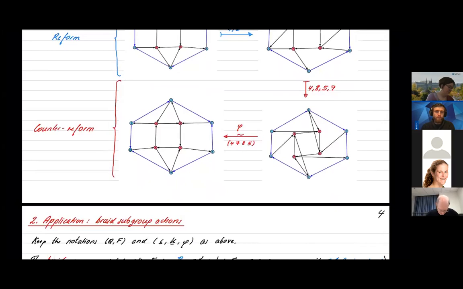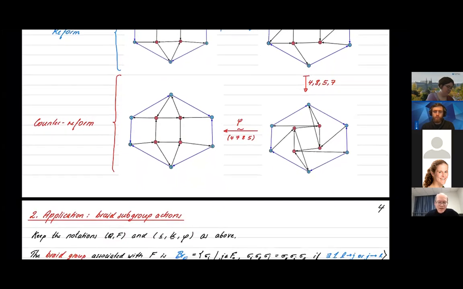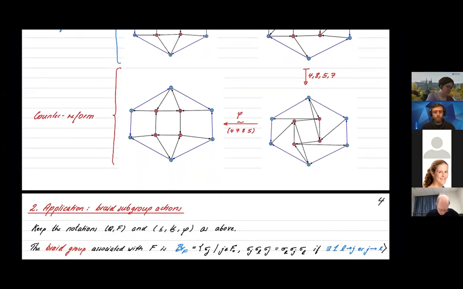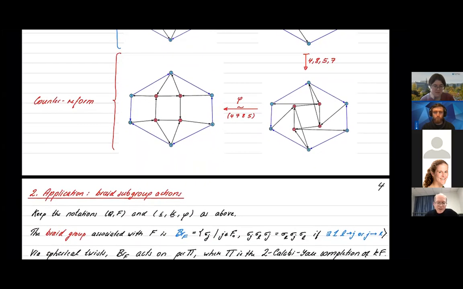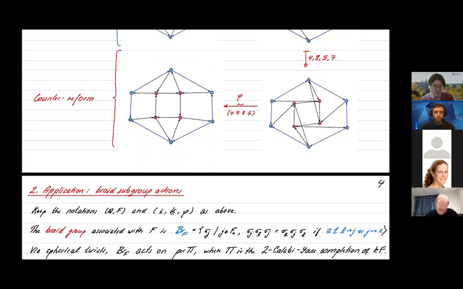So, well, we keep our ice quiver and we keep the outcome of the blue versus red game. And now we look at the braid group associated with the frozen part of the quiver. It has one braid generator for each vertex of the frozen part, and it has one braid relation whenever we have a unique arrow between the two vertices. And now this braid group has a nice categorical lift via spherical twist.